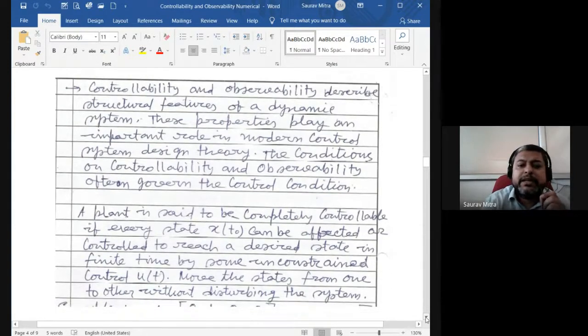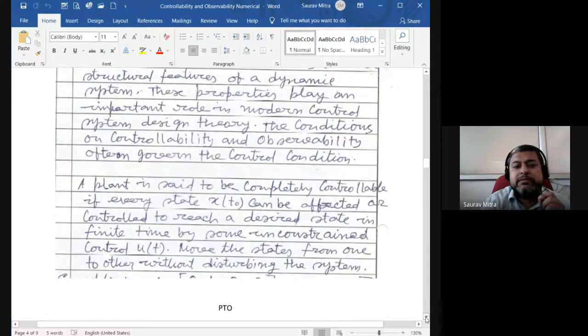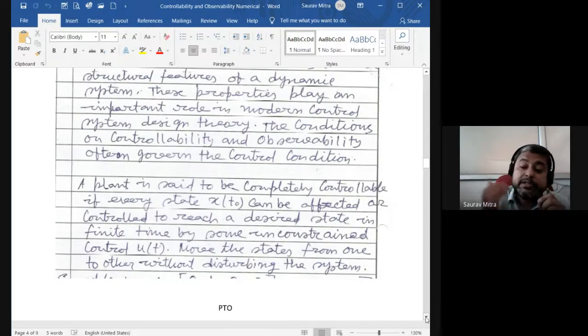These properties play an important role in model control system design theory. The condition on controllability and observability often governs the control condition. So if we know what is the controllability, if it is completely controllable or partially controllable, then we can design the control theory depending on the controllability and observability of the system.